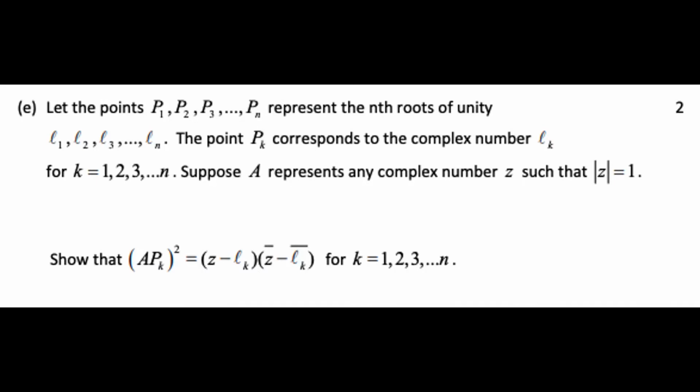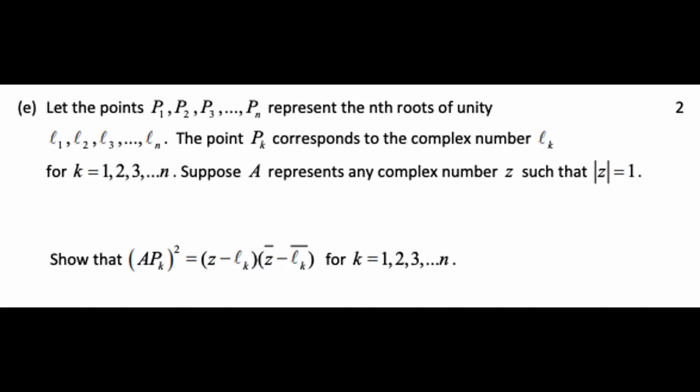In this video, I'll be answering this question here, which was sent through to me by a student. It tells us to let the points P1, P2, and so on up to Pn represent the nth roots of unity L1, L2, and so on up to Ln, where the point Pk corresponds to the complex number Lk. We're told to suppose that A represents any complex number Z such that the modulus of Z equals 1, or in other words, Z sits on the unit circle, which I think is relevant because the nth roots of unity also sit on the unit circle.